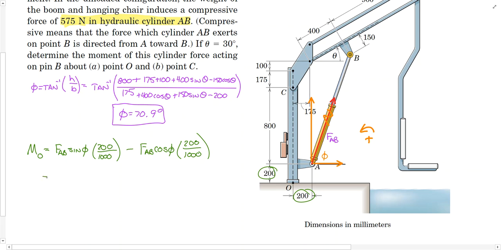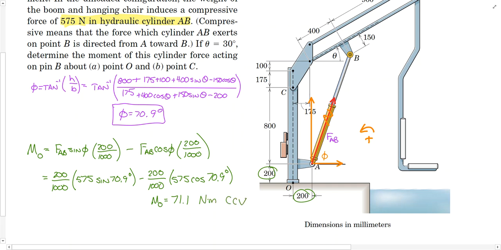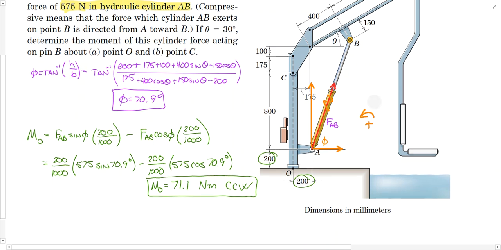So we can substitute. So this equals 200 divided by 1,000 times FAB, which was 575. So 575 times the sine of 70.9 degrees, and then minus the same force, 575, this time with the cosine of 70.9 degrees. And if we do the math, we will find that MO is a positive 71.1 Newton meters, and the positive tells us that it's counterclockwise. So there's the moment around point O.